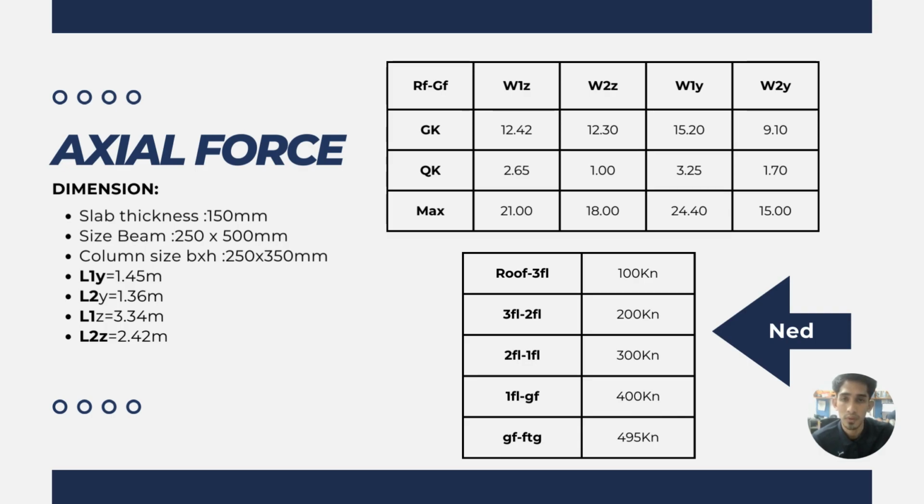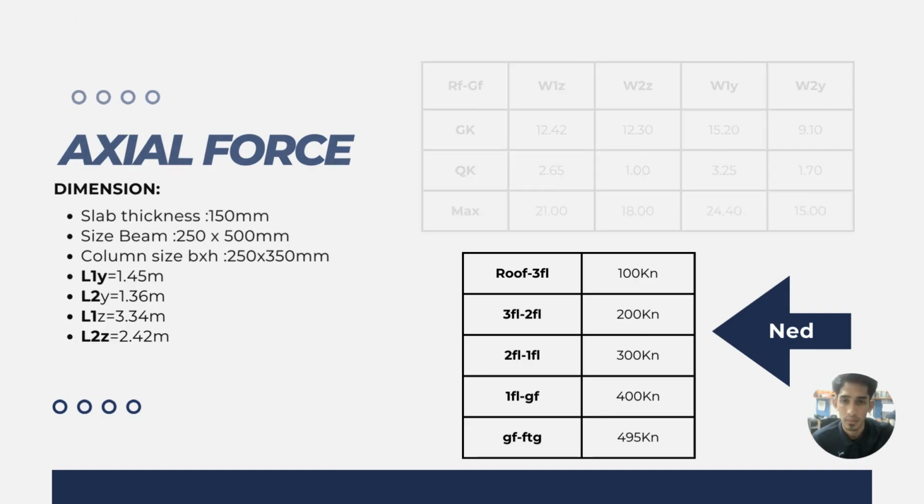From roof to ground floor, it's the same because the length of the column is the same. Also, we need to calculate the NEd. So for the roof to third floor is 100 kN. Third floor to second floor is 200 kN. Second floor to first floor is 300 kN, and the first floor to ground floor is 400 kN, and ground floor to footing is 455 kN. It's more because the length of the column stump is just 1.5 meter.